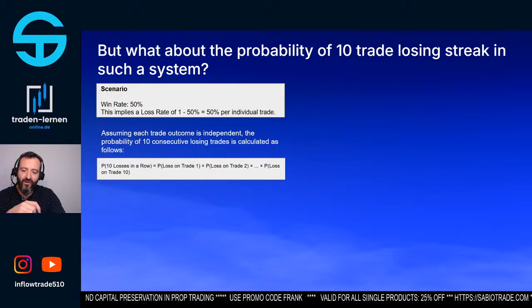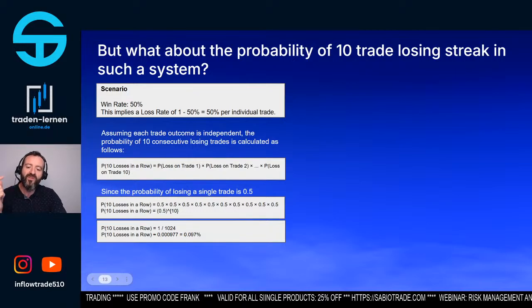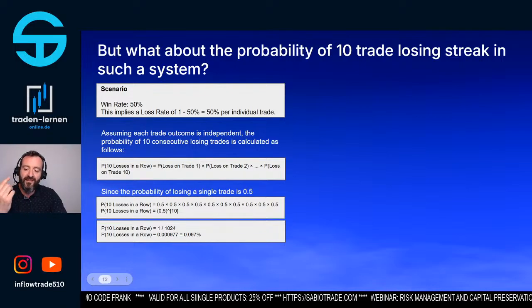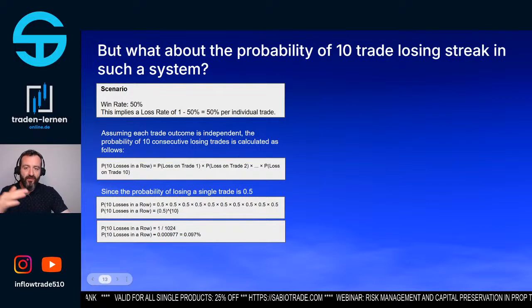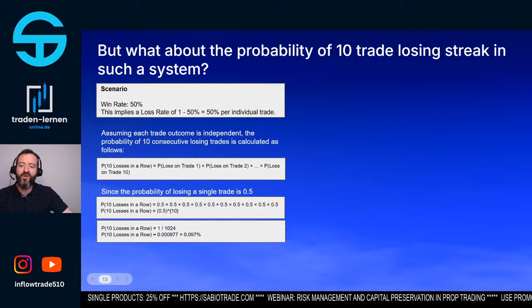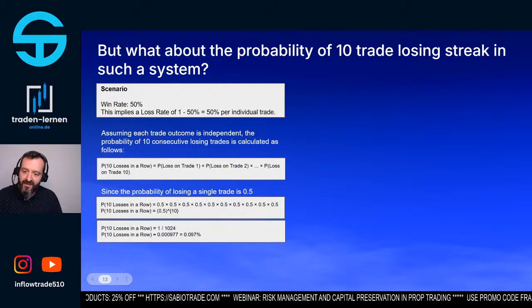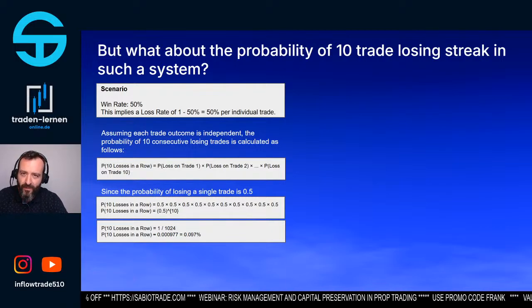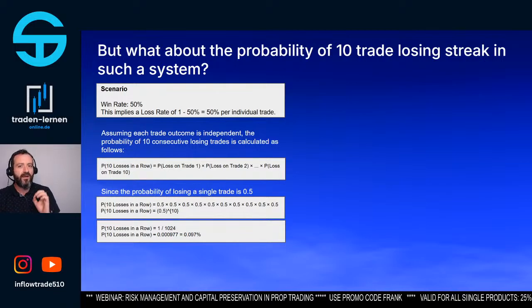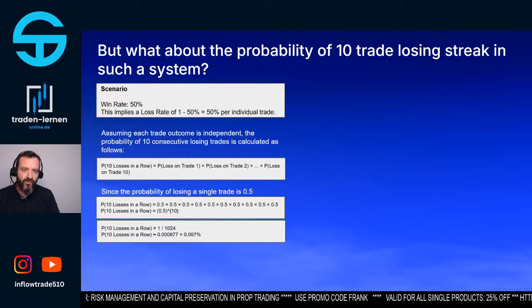We are taking 10 losses in a row, and this means we have a loss on trade 1 times the loss on trade 2, and so on and so on. And this is calculated always with a probability of 50% or 0.5. So you have a multiplication of 0.5 to the power of 10, so 0.5 times 0.5, 10 times. And this is at the end giving you a probability of 0.097% that you are making 10 losers in a row in such a system.